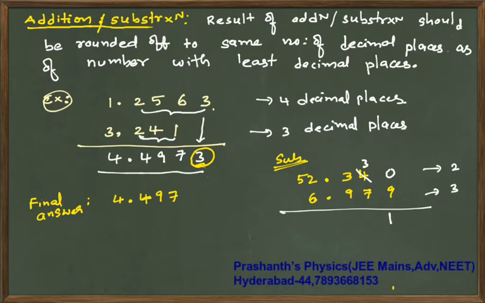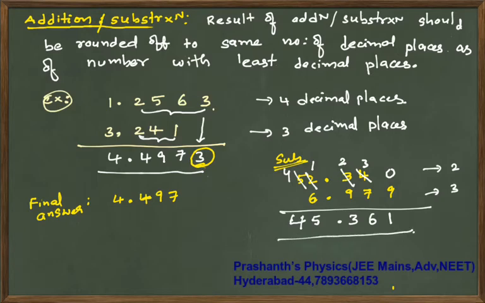Then 7 is bigger than 3. So this 3 will become 2, and this will become 13. So 13 minus 7, it is 6. Okay. Next, this 2 is also big. This 2 becomes 1. This will become 12. So 12 minus 9, it is 3. Okay. So now next, 11 minus 6, it is once again 5. 5 will become 4. So finally you are going to get 45.361.